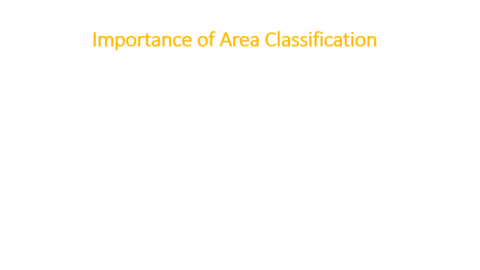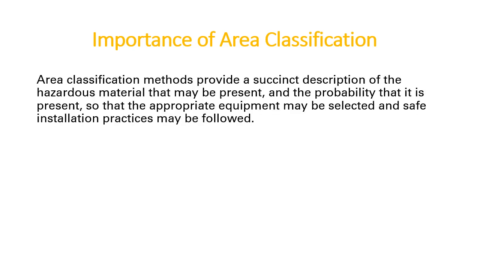So what is the importance of area classification? First, area classification method provides a description of the hazardous material that may be present and the probability that it is present, so that appropriate equipment may be selected and safe installation practices are followed.